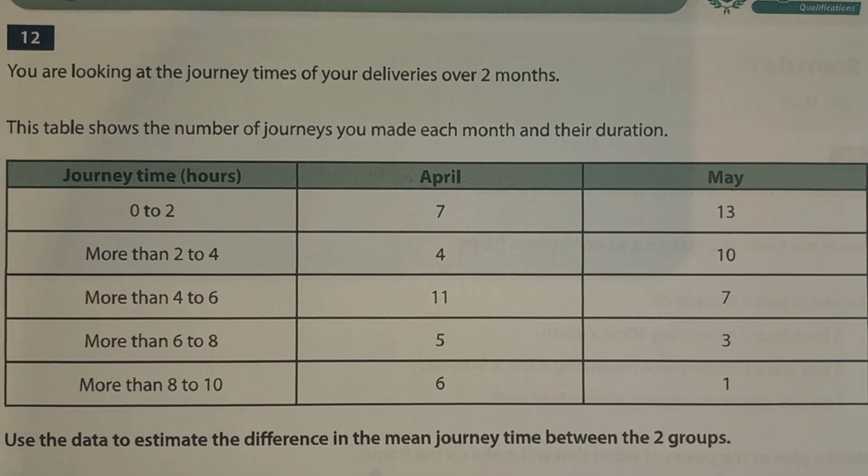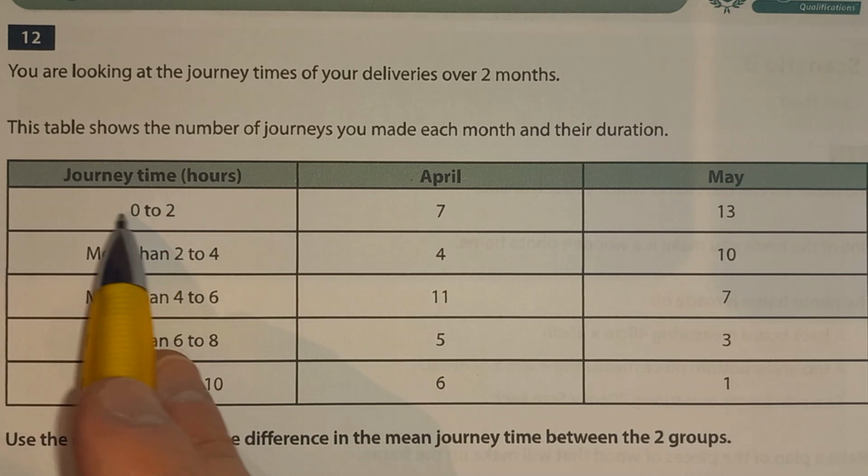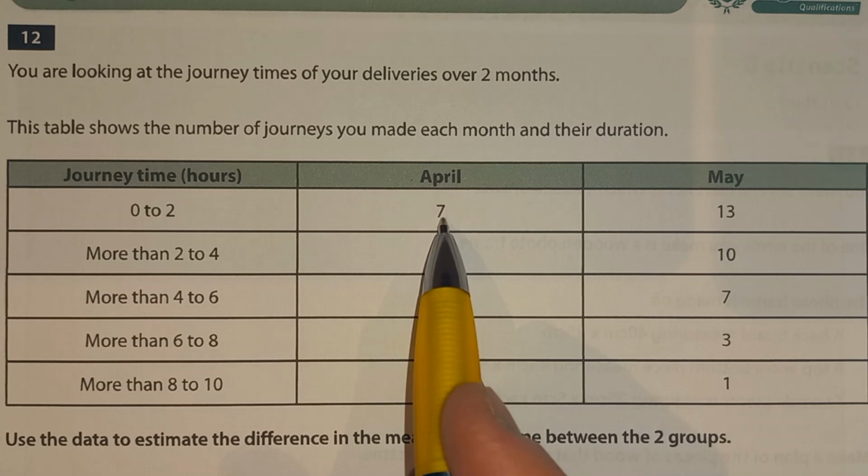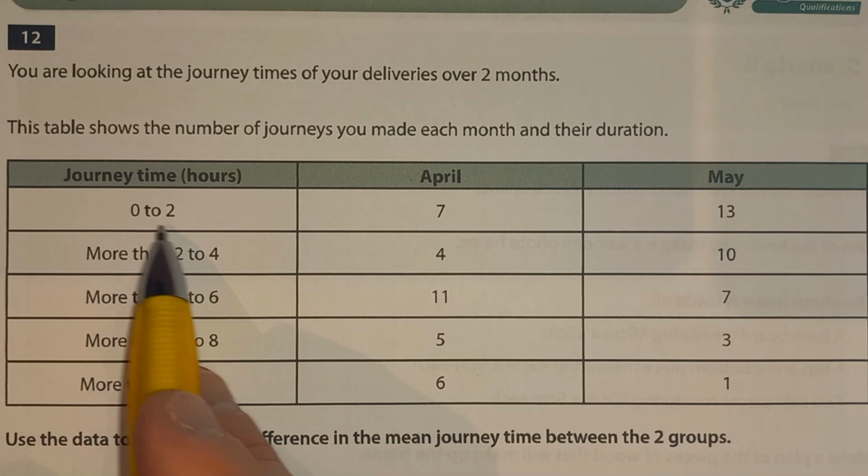Right, so we're going to work out a mean for April and a mean for May and see which is bigger, and then work out the difference. Now the estimate bit, usually that means we've got to do some sort of rounding, but the estimating we're doing here is that our journey times are in ranges. So we don't know if all of these 7 journeys in April were 5 minutes or 2 hours or some in the middle, some longer.